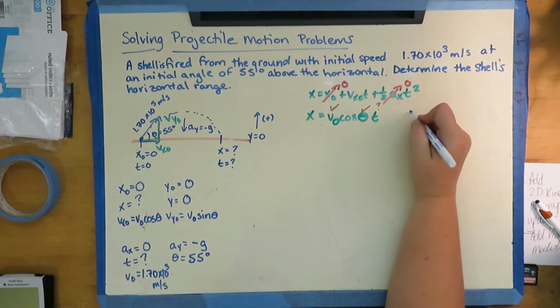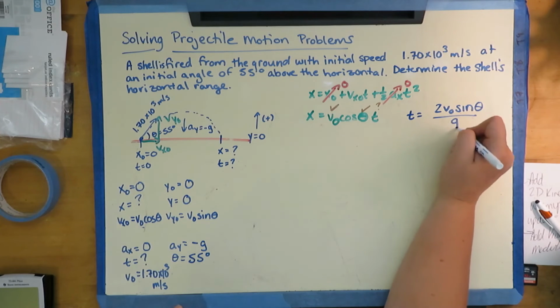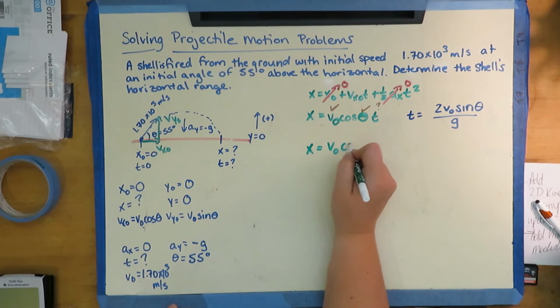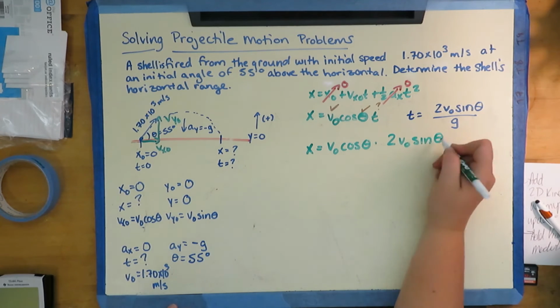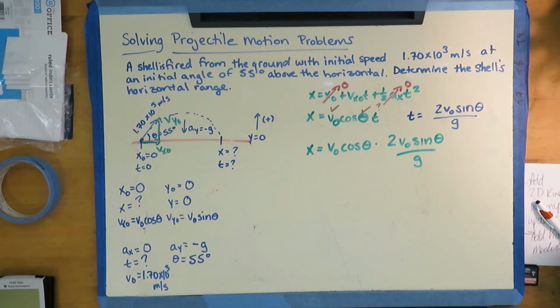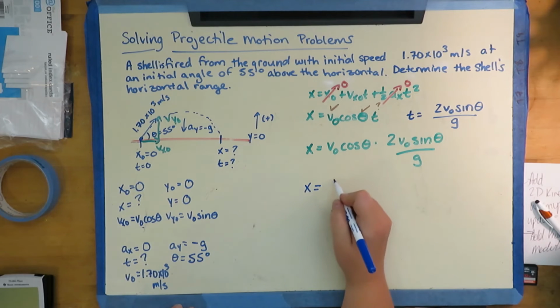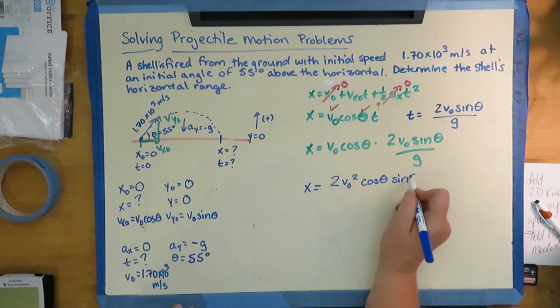So I found that t was equal to 2 V0 sine theta over g. So now that I substitute in, I get x is equal to V0 cosine theta times 2 V0 sine theta over g. It's important to show those steps before doing any simplifying, because once again, if you make a mistake while simplifying, they may not be able to track your work. And then I can combine some terms and simplify it down. I get 2 V0 squared cosine theta sine theta.